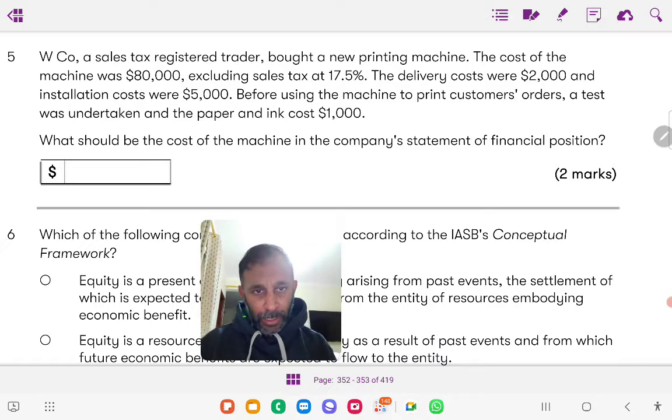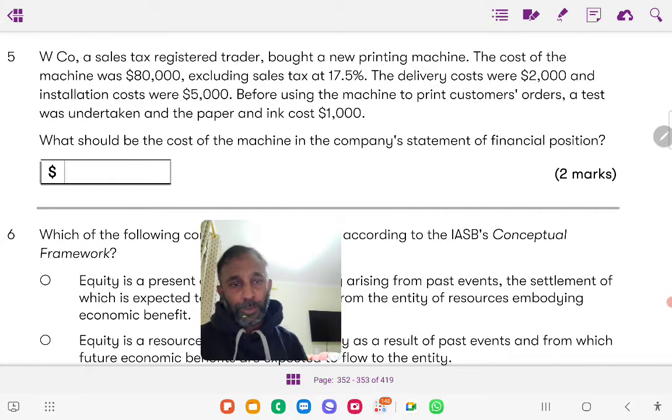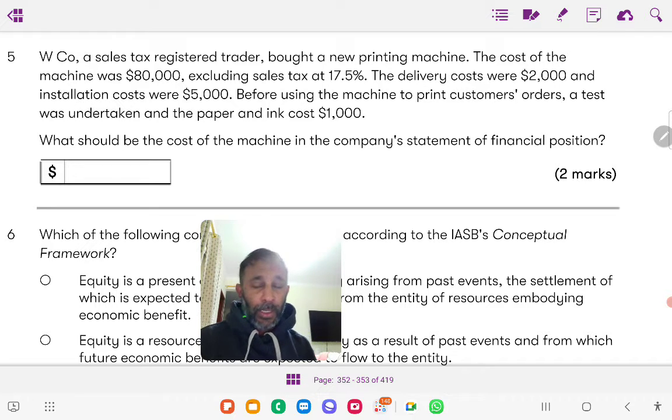And then the delivery cost was 2,000 and installation cost was 5,000. Now here the question actually is, what should be the cost of the machine in the company's statement of financial position. So we need to find out what are the elements which we need to capitalize. So obviously the purchase cost we need to, the delivery cost, how you find out.